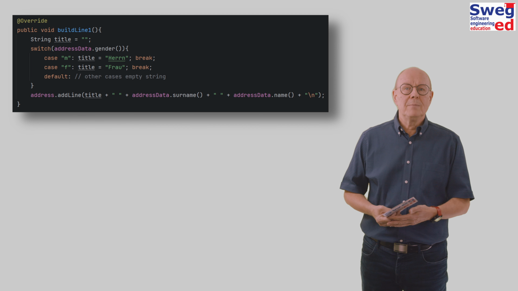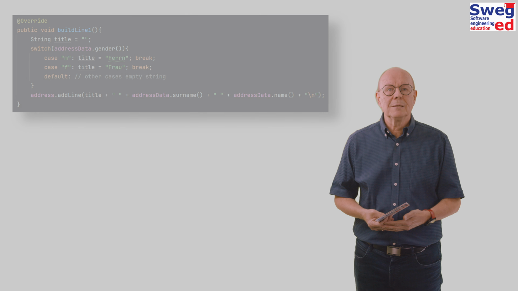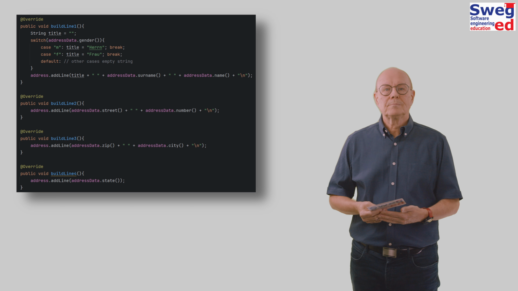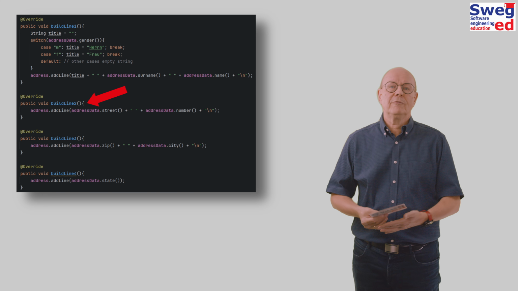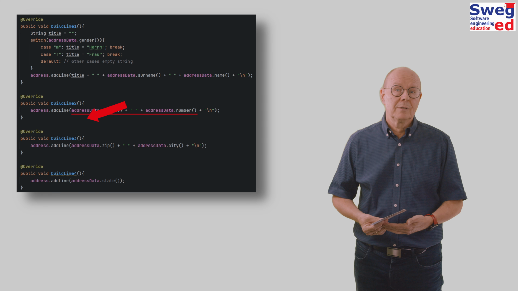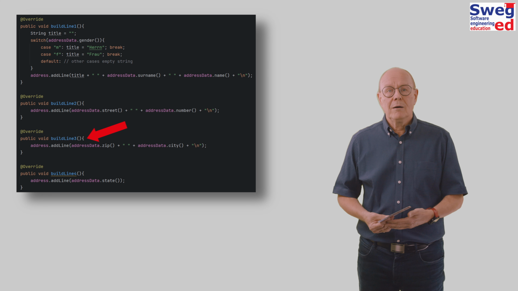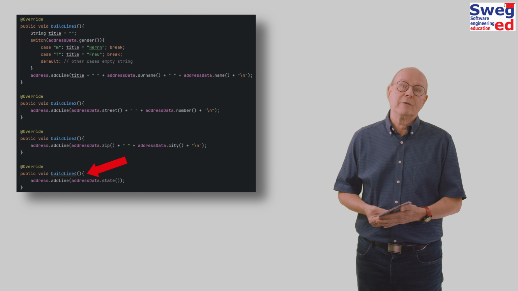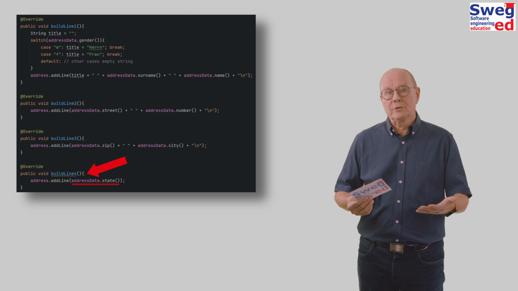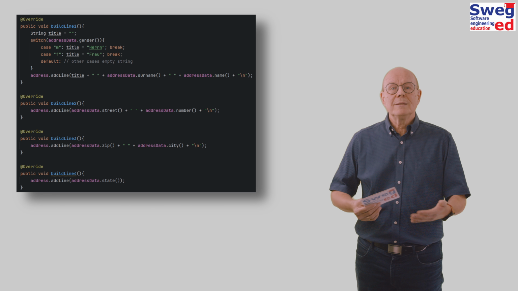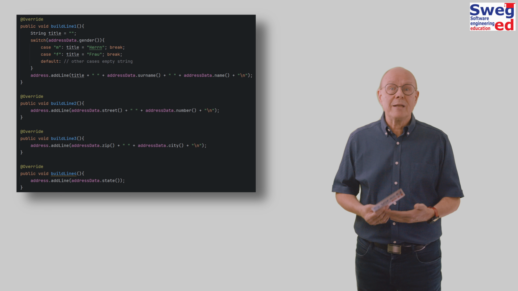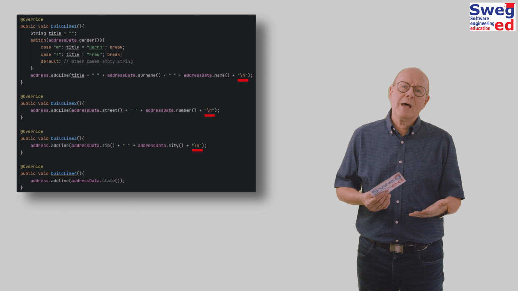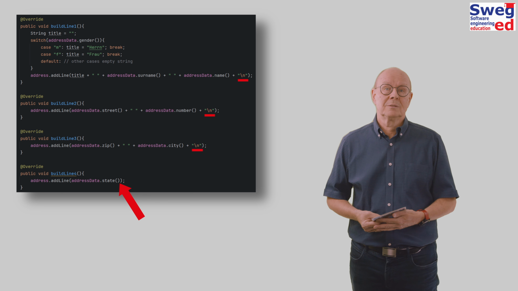The other three methods of the German address builder class are structured equivalently. Line 2 consists of street and house number. Line 3 of postal code and city. And line 4 consists of the country. You can see why addLine does not add newLine itself. Sometimes we want a new line, sometimes not.